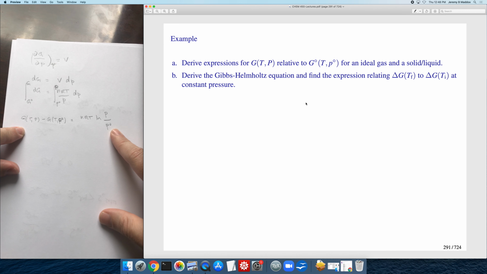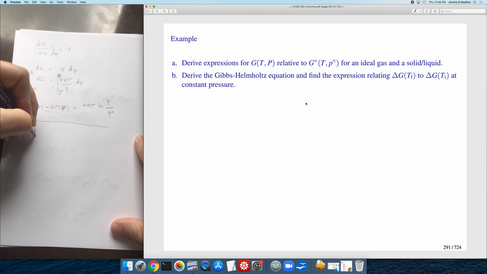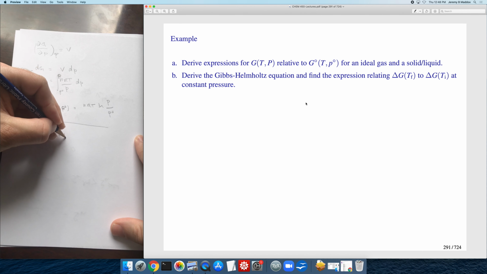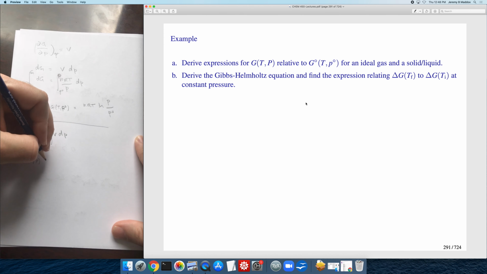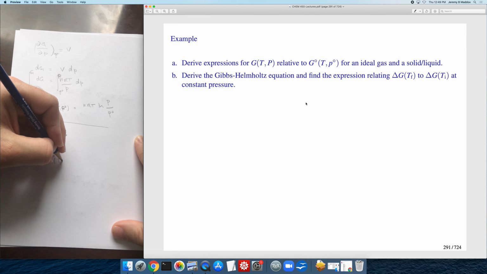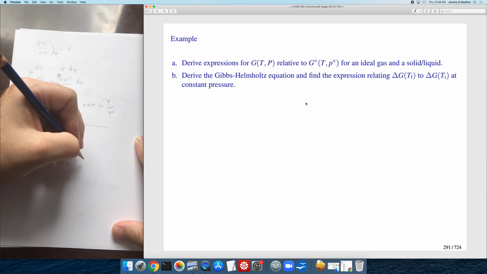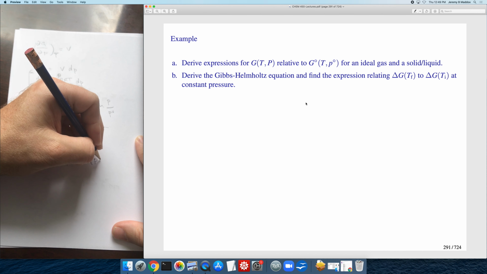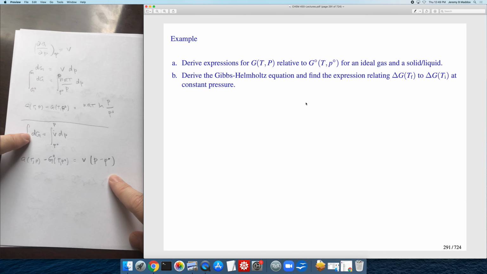for the ideal gas. And we can do the same thing for the solid and liquid. In this case, molar volume does not change very much with pressure for solids and liquids. And so we can just integrate both sides directly. And we'll take the volume to be a constant. And so we'll just get that equals volume times P minus P0 when we do that integral.